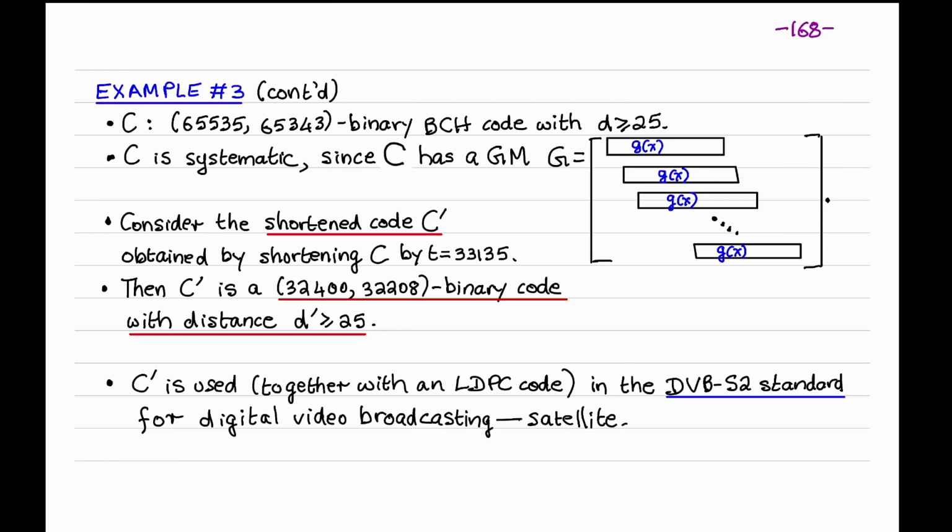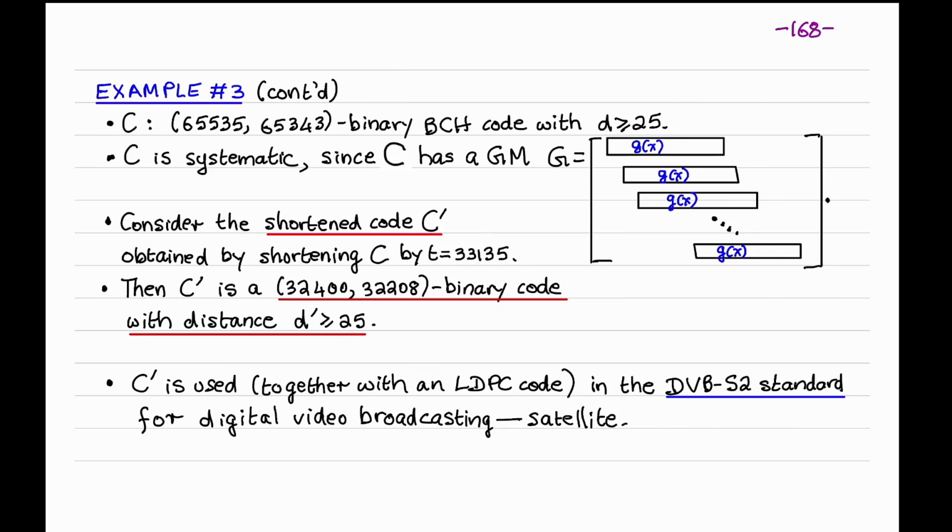Recall that the code C in example 3 on slide 166 is a binary BCH code of length 65,535, dimension 65,343, and distance at least 25. This code C is systematic, and that's because C has a generator matrix of this form, where the first row is g of x, whose leftmost entry is a 1, and the other rows are right cyclic shifts of g of x. In fact, all cyclic codes are systematic.